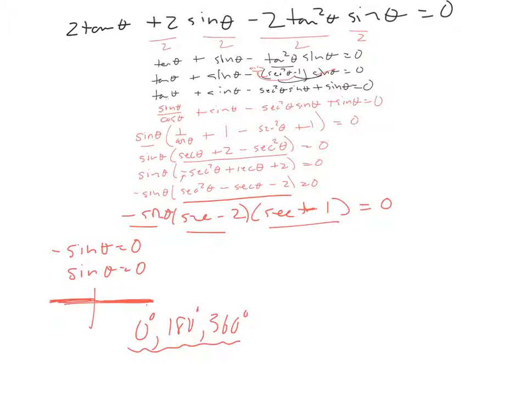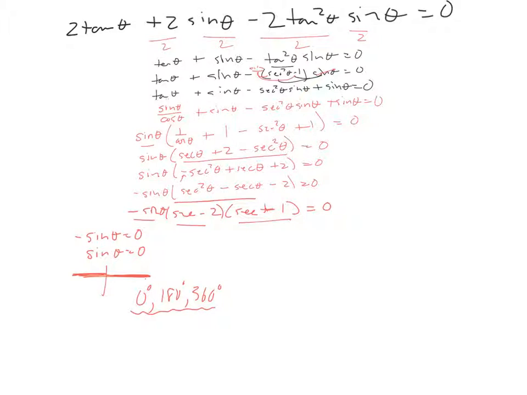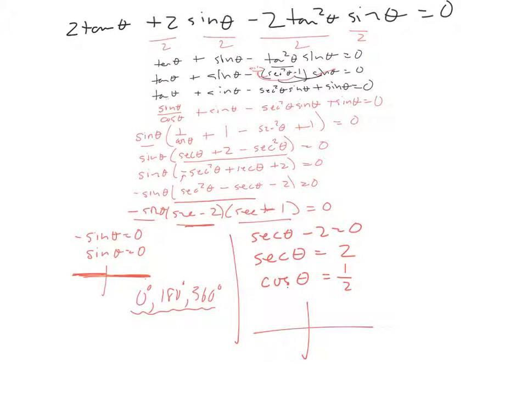Okay, and then I can take the second one. So it's secant theta minus 2 equals 0. So toss the 2 to the other side, and then take the reciprocal of each side. So the reciprocal of secant is cos, the reciprocal of 2 is a half. And then find out where cos is equal to a half. It's at 60 degrees, and it has to be positive a half, so it has to be there or there. So at 60 degrees, and this would be 360 minus 60, or 300. So I get 60 degrees and 300 from that one.